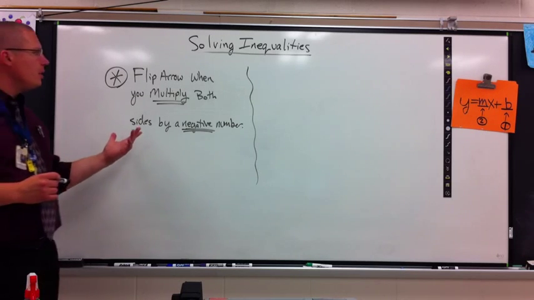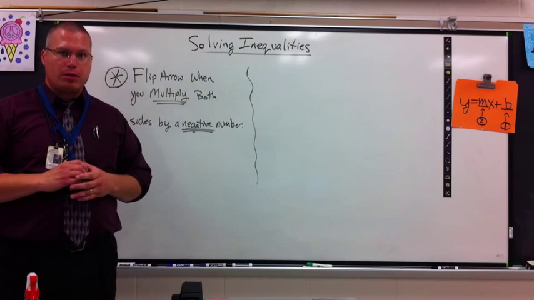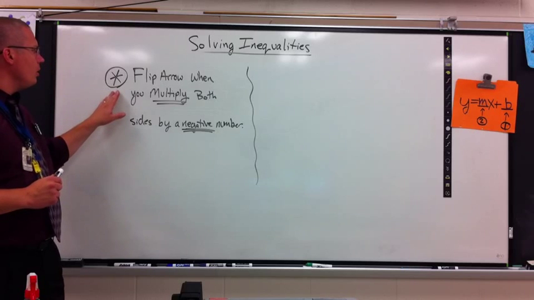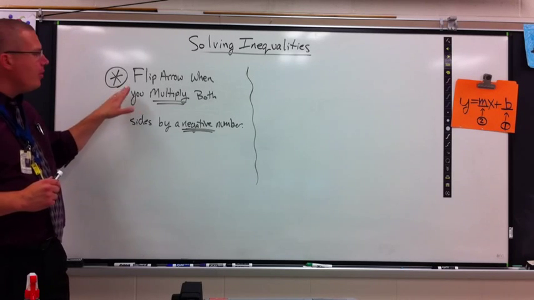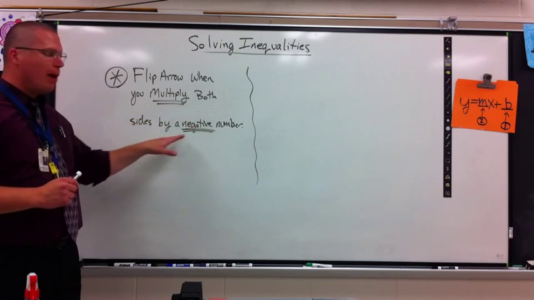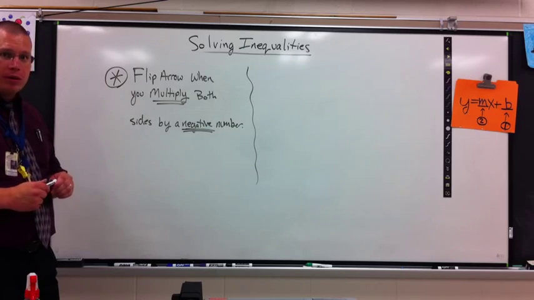For inequalities, we can add opposites to both sides. That gets rid of added numbers. There is one special rule that's going to happen here. Here is the rule: I will flip the direction of my arrow when I multiply both sides by a negative number. I will show you how to work this rule.